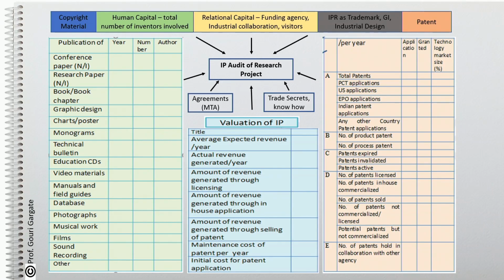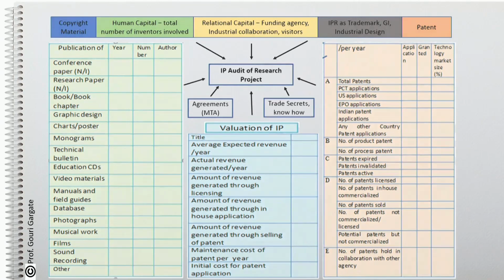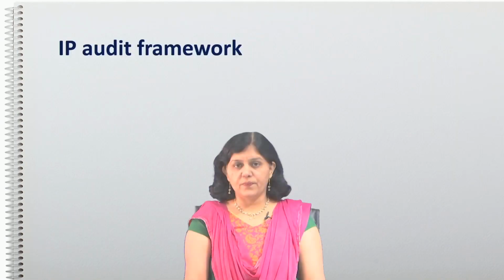Then in the last I have put 2 points under IP valuation. However, you can put them under a different heading also. These points are maintenance cost of patent paid every year and initial cost of patent filing. So, this is a very primitive framework you can follow to know the status of IP in your organization.